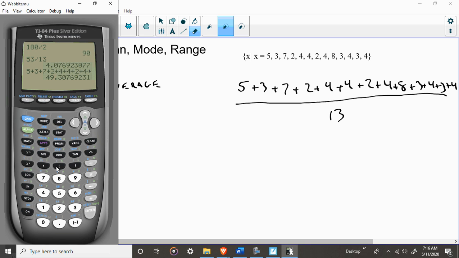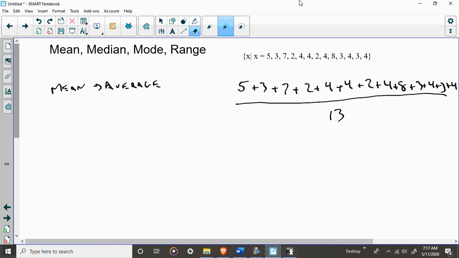So if you're going to do it all in a calculator, make sure your top is in parentheses. 5 plus 3 plus 7 plus 2 plus 4 plus 4 plus 2 plus 4 plus 8 plus 3 plus 4 plus 3 plus 4. Close your parentheses and then divide by 13. Okay, and hopefully we get the same number we got before, which we did. Okay, so that is your average, your mean.